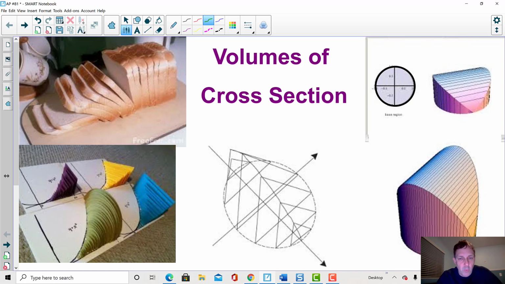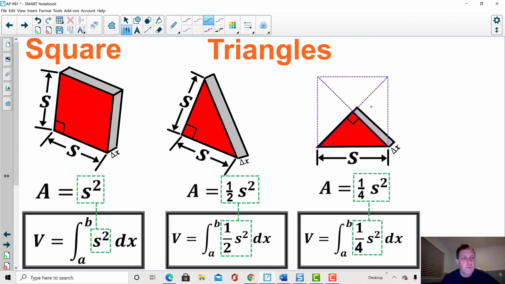We're going to take a look at some more examples of these volumes of cross-section. And we're going to start off just by reviewing what we did yesterday. So yesterday we looked at cross-sections that were squares. So the area of a square is just s squared, and that's what goes inside your integral, s squared. And then we looked at triangles.